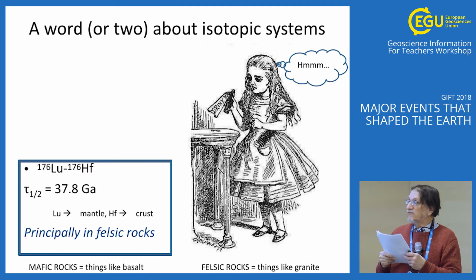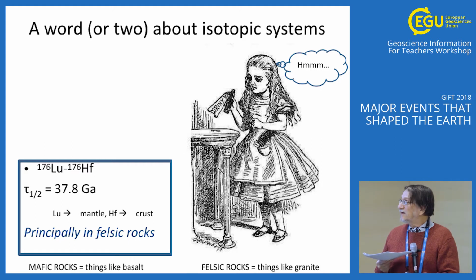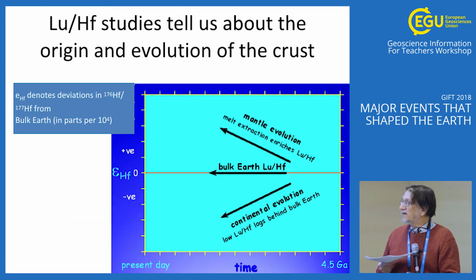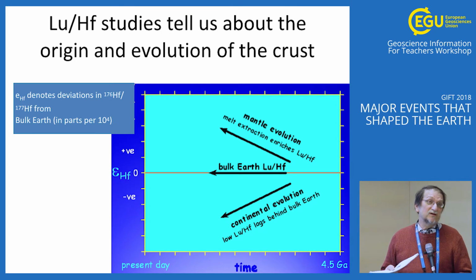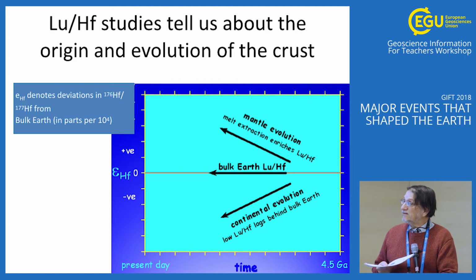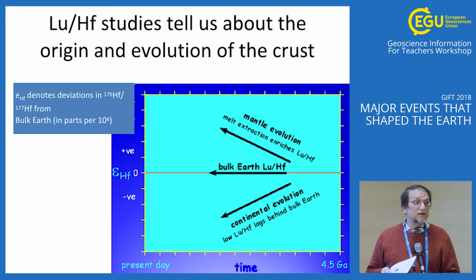And what Steve does in order to help understand this differentiation of the crust from the mantle is that he uses a couple of other isotopes, lutetium and hafnium, in order to evaluate when the mantle and the crust started to separate. It turns out that you can use this because it has a half-life of like 37 billion years. And you can try to figure out and evaluate that the mantle and the crust actually started to differentiate really early.